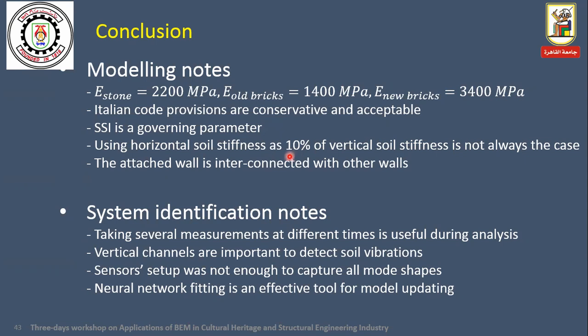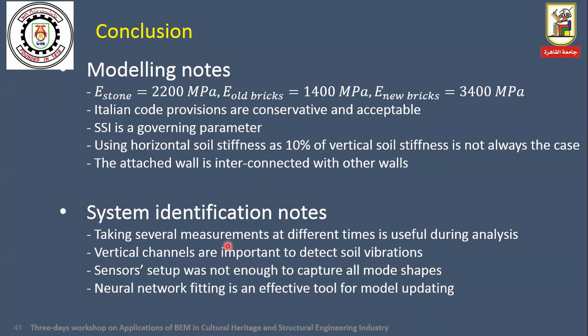Typically, when we are using horizontal and vertical soil stiffness, people are used to using horizontal stiffness 10% of the vertical stiffness. From our experience, the horizontal stiffness is much higher than that. And also modeling of attached walls and wall attachments is an important part in order to improve them.